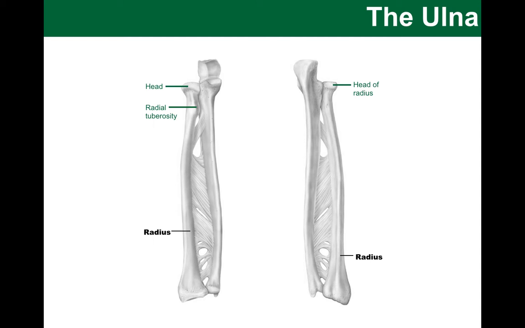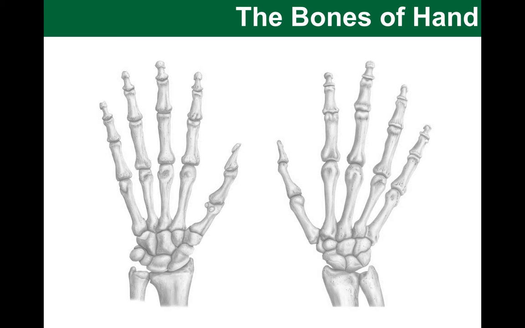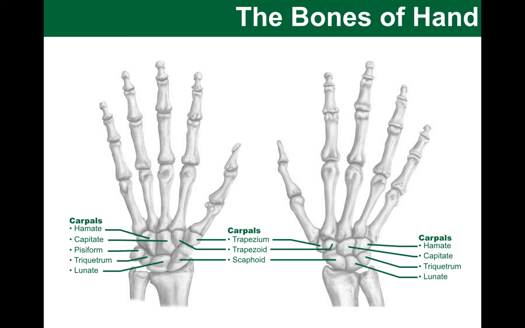Let's look at the hand. Here we have a right hand with anterior view on the left and posterior view on the right. And here we have the 8 carpal bones that make the wrist: scaphoid, lunate, triquetrum, pisiform, and then trapezium, trapezoid, capitate, and hamate.